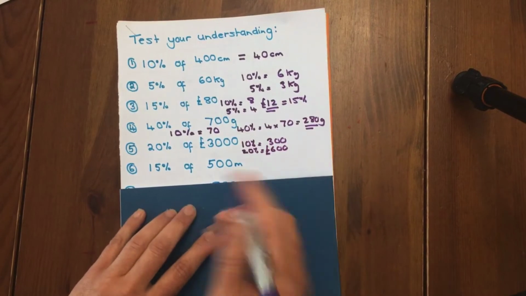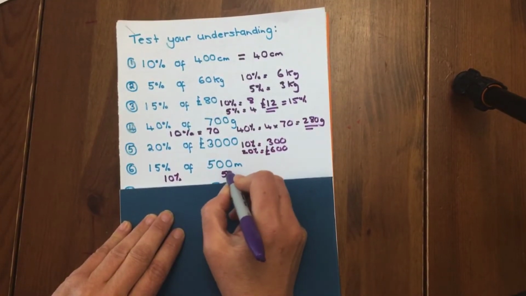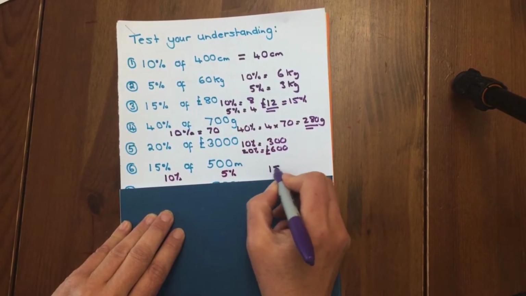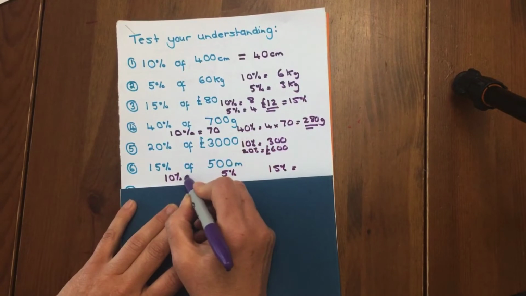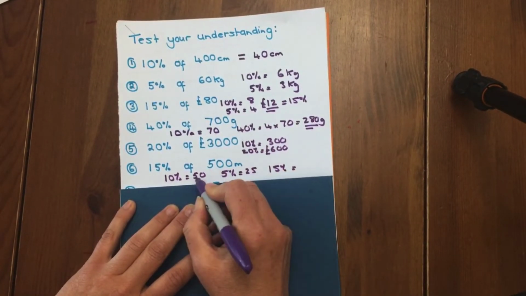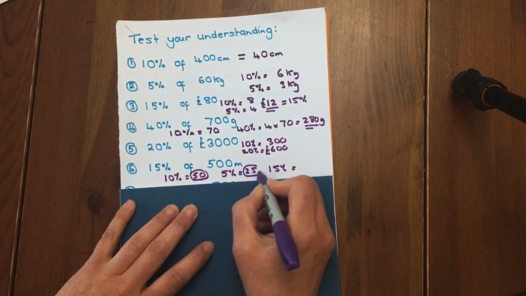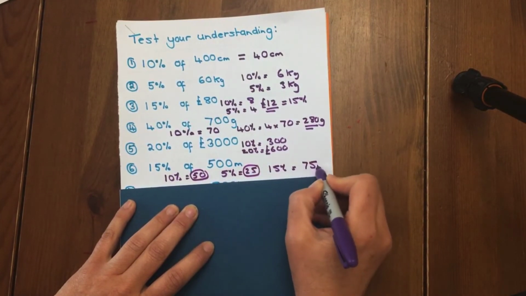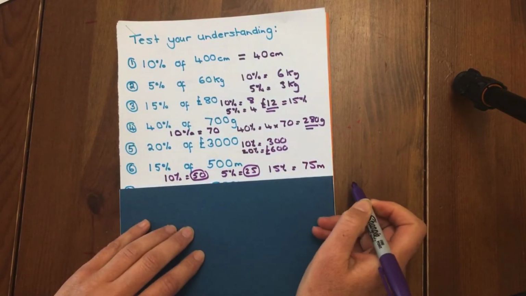Okay, to work out 15%, we need to work out 10% and 5%, and then if we add those two together, we'll get 15%. 10% will equal 50. 5% is half of 10. Add 50 and 25, we will get 75 meters. 10% and 5% make 15%.